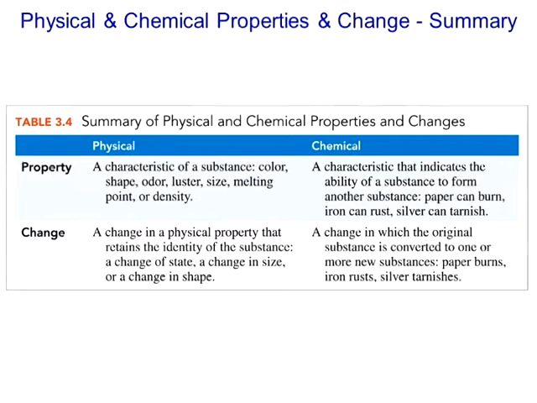Contrast that with a chemical property, a characteristic that indicates the ability of a substance to form another substance. Paper can burn, iron can rust, silver can tarnish. We looked at the examples. This summarizes what we now know about a chemical property. There is a reaction that occurs. It changes the fundamental composition of the material. A chemical change is a change in which the original substance is converted to one or more new substances. Again, paper burns, iron rusts, silver tarnishes. These are all examples of chemical changes.